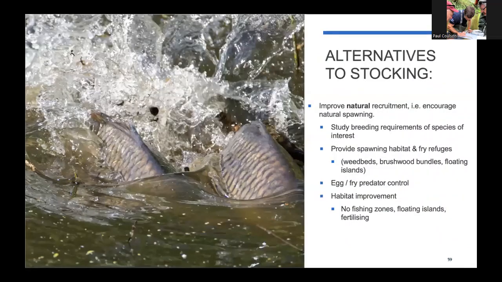But can we use what we've got to our advantage? Is there an alternative to stocking? Can we grow our own, if you like, and minimize that risk? Every time you bring fish into your lake, you're increasing the risk of bringing some pathogen with you. So if we can encourage natural recruitment, if we can encourage fish to spawn naturally, that would be of benefit. We grow our own. These are wild fish grown from wild fish. Look at what the breeding requirements are of your species of interest. Try and provide some spawning habitat and fry refuges for them.